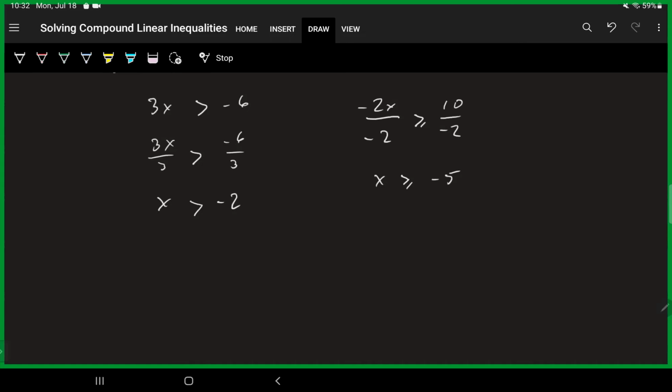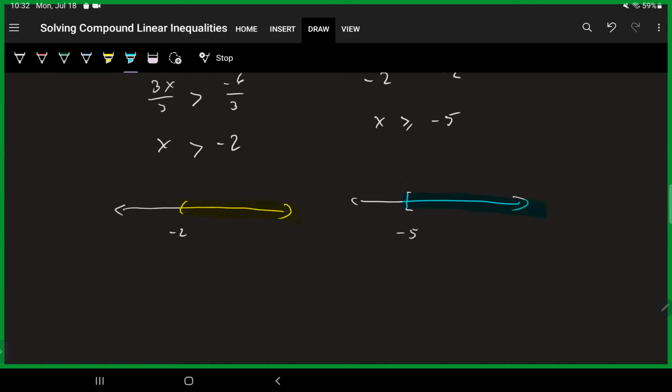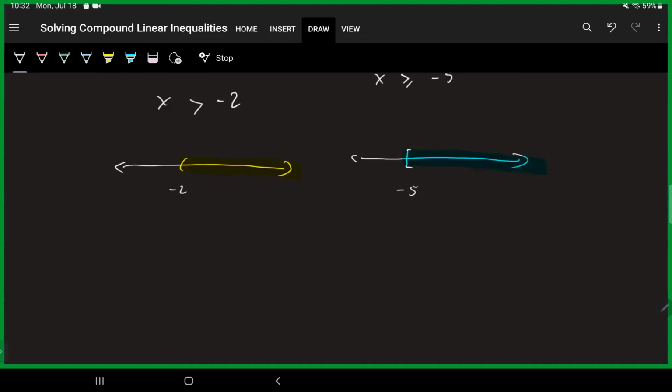And if I'm going to graph these, x is bigger than -2. And let's shade that. And I want to look at -5. And that's going to be to the right of, I'm going to shade that. If I were to try to superimpose those, -5 is to the left of -2. So I'm going to get -5, -2. And let's do my shading.